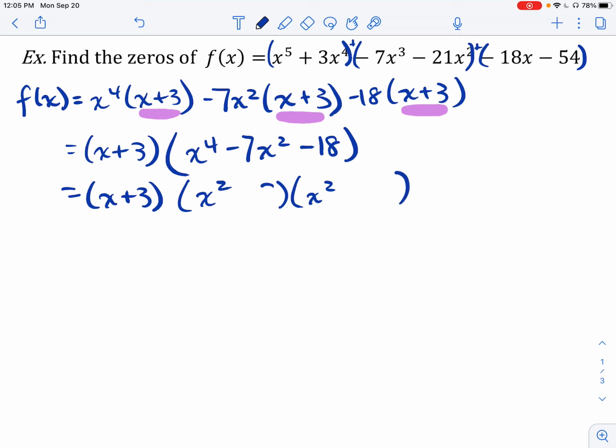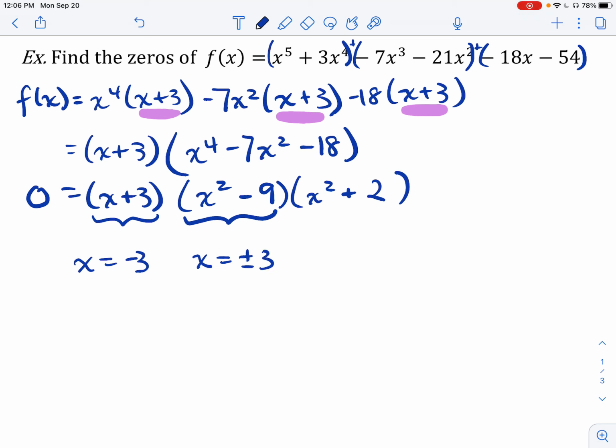So I got here 9 and 2. This is going to be negative 9. This is going to be positive 2. And from here, now I can set my function equal to 0 and start solving. From here, I can say x is equal to negative 3. From this factor here, I can set x squared equal to 9, and I should get x is equal to plus or minus 3.